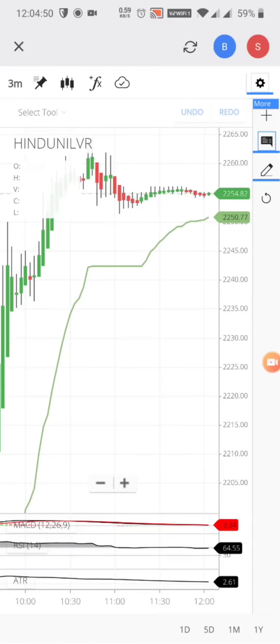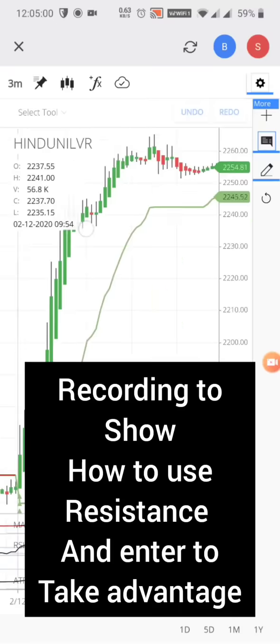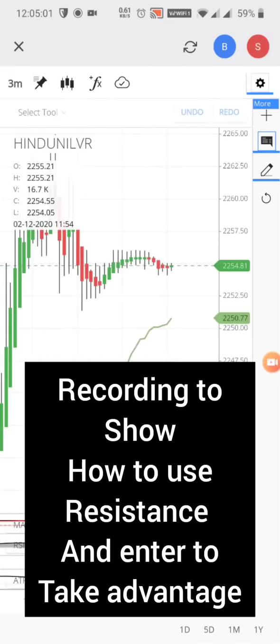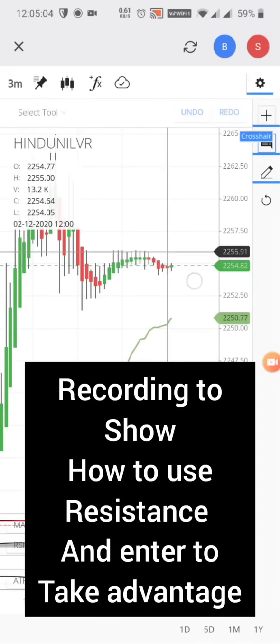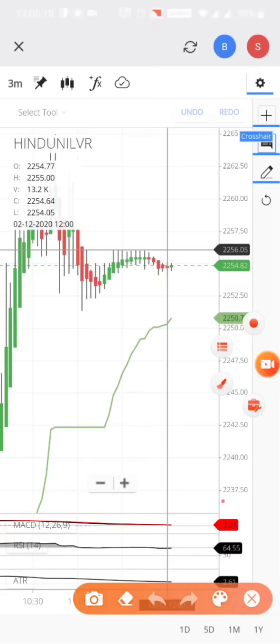So if you see the situation in Hindustan Unilever stock, we have a resistance in this area. Let me put this around 2256. It is the resistance area. If you see, it is touching this area continuously and getting back. Whenever it breaks this resistance of 2256, we will try to take an advantage.